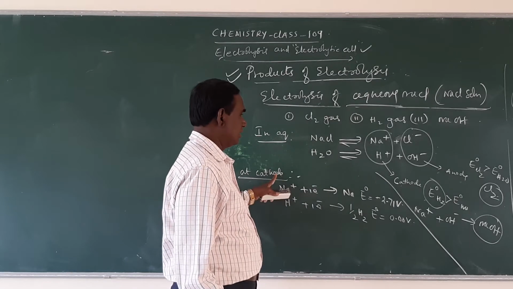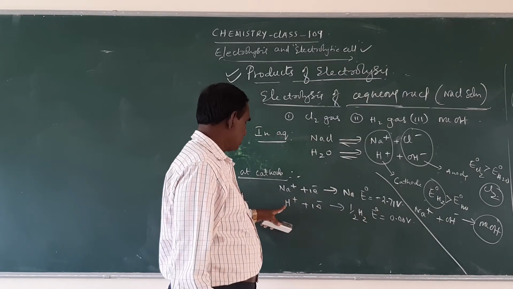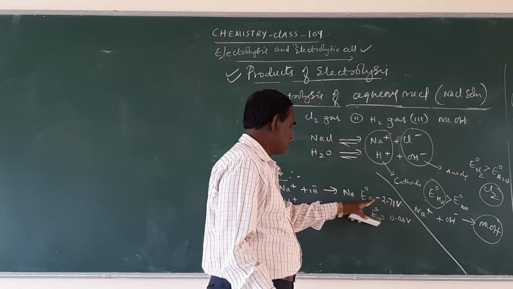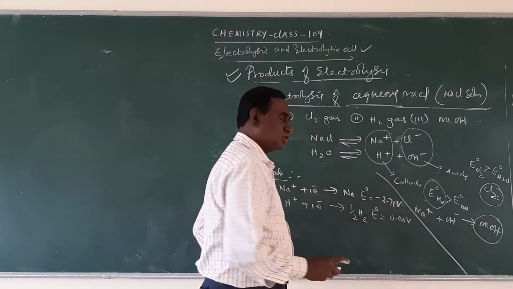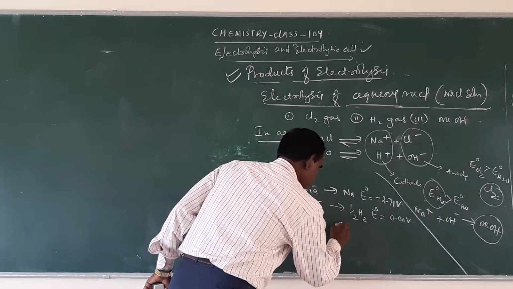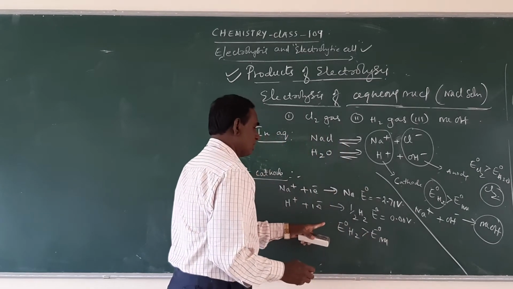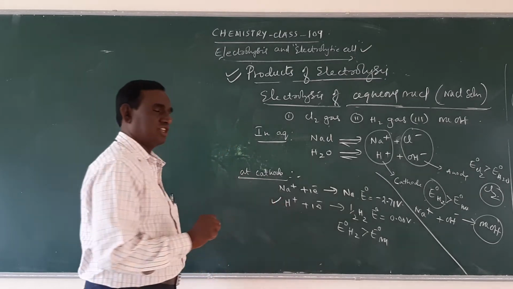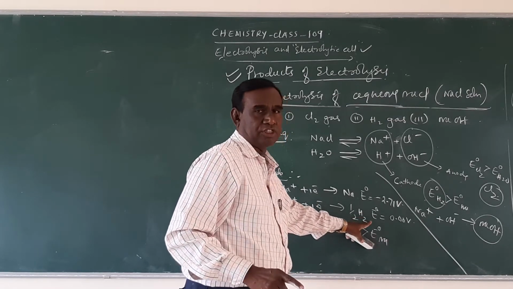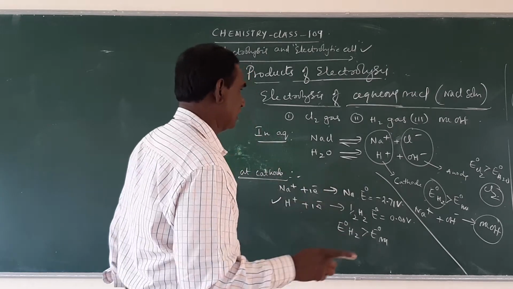That is the cathode, that is reduction. Sodium ion is reduced to sodium, and hydrogen ion is reduced to hydrogen gas. But the reduction potential is 0.00 for hydrogen and minus 2.71 for sodium. Remember, 0.00 is greater than minus 2.71. So E naught of H2 is greater than E naught of sodium. Therefore this reaction is preferred. Which reaction is preferred at the cathode? H+ plus 1 electron giving half H2 is preferred at the cathode. This is the reaction to be considered at the cathode.